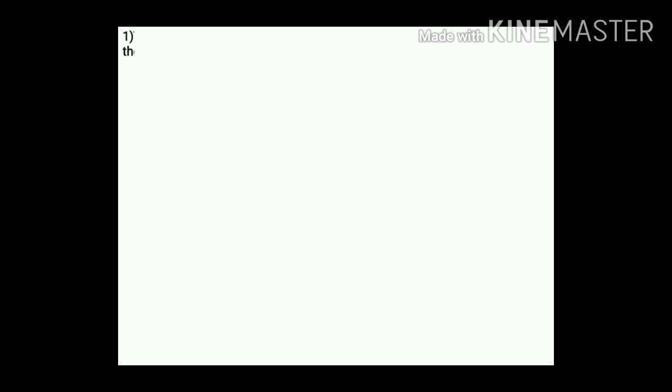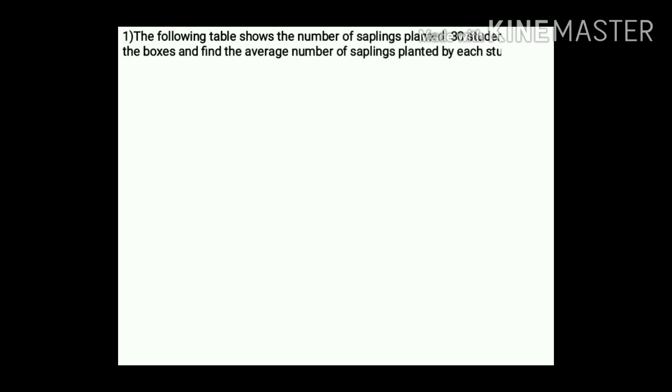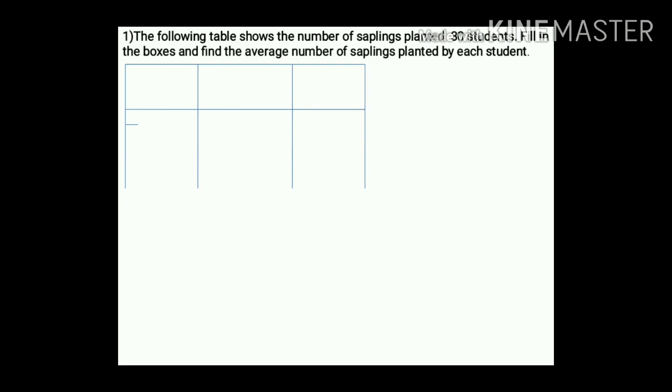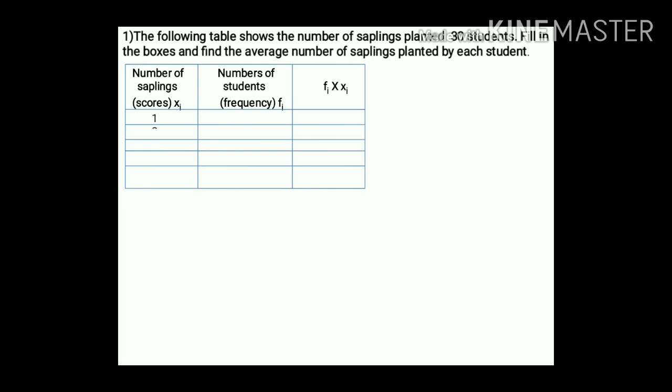Question number 1. The following table shows the number of saplings planted by 30 students. Fill in the boxes and find the average number of saplings planted by each student. Here, children, the question is given. Three columns are there. In the first column, number of saplings, that is xi, the scores. Next column, number of students, that is the frequency. Third column is fi xi.